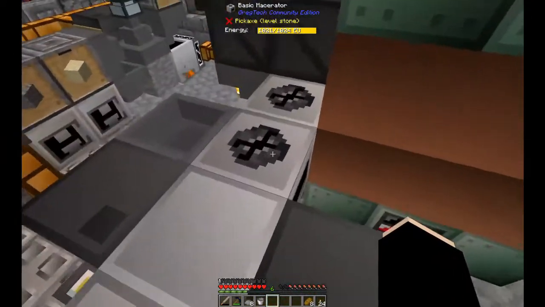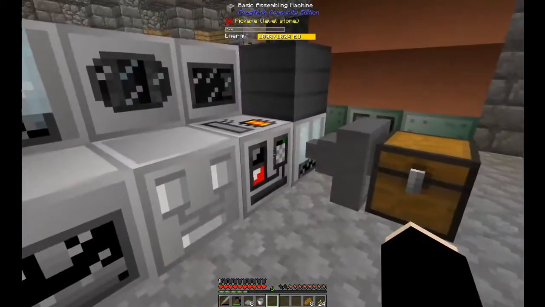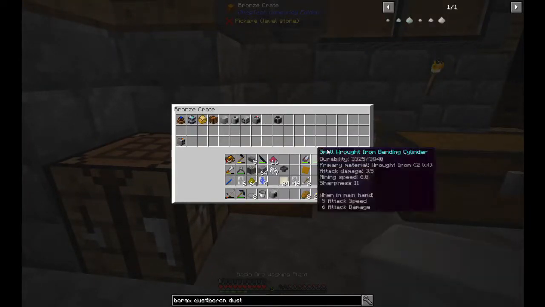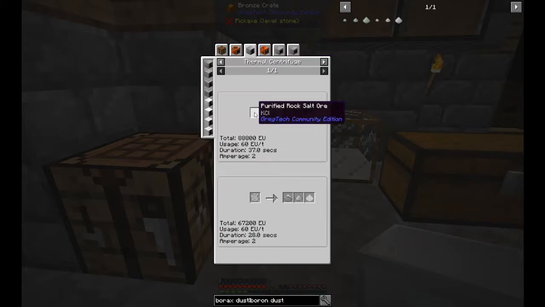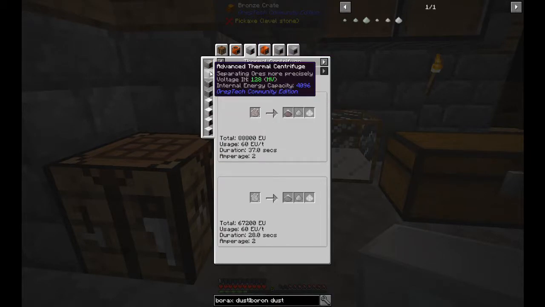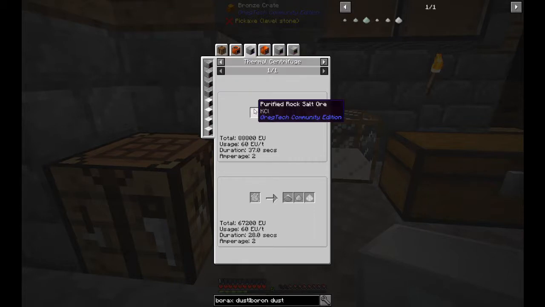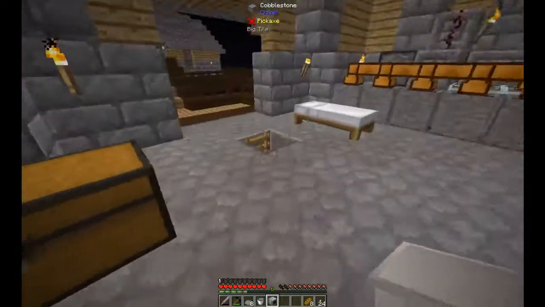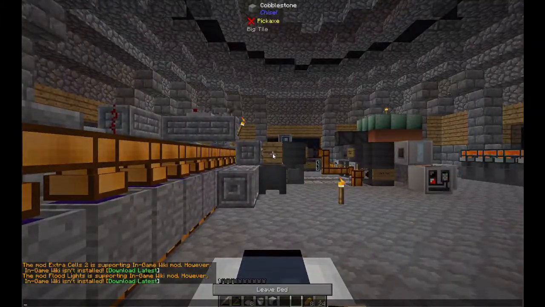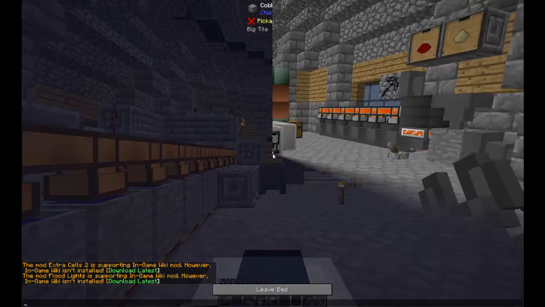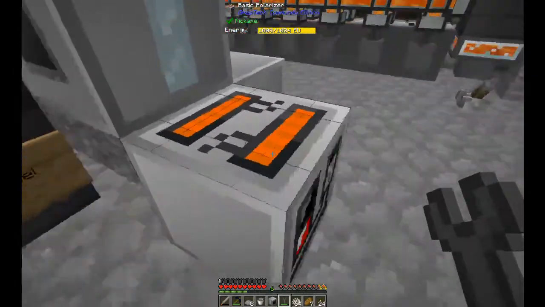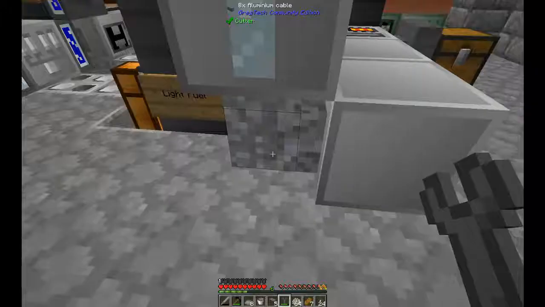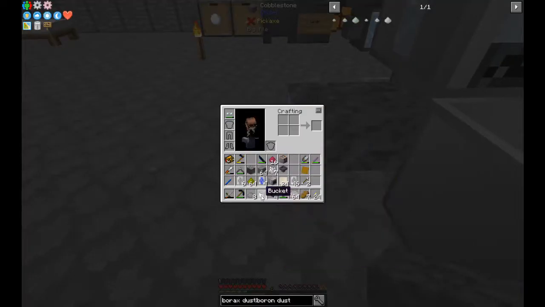Fluid extractor, cutting machine, lathe, centrifuge, assembling, chemical, ore washing plant. Okay, so the centrifuge, and this has to be the medium voltage centrifuge, right? Yes. But then the purified salt ore can be in the low voltage rock crusher. Let me get some more of that salt rock crushed. And I need a bit more room here for machines. So a polarizer can fit. Let's try it like this.